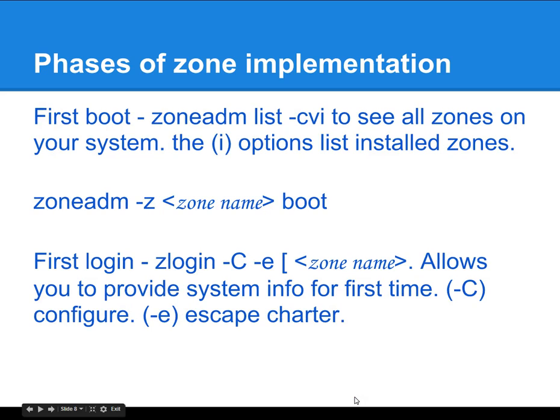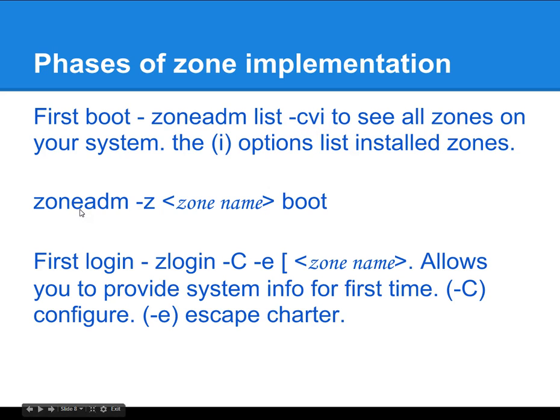After that, you want to boot the zone for the first time, but it's probably a good idea at this point just to look and see what you have. You can do that with zoneadm list -cvi: -c for everything that's configured, -v for verbose, meaning you get all the information possible, and -i for installed. This command shows you everything running under the global zone. If you don't select these options, there's a good chance you'll just see the global zone and nothing else.